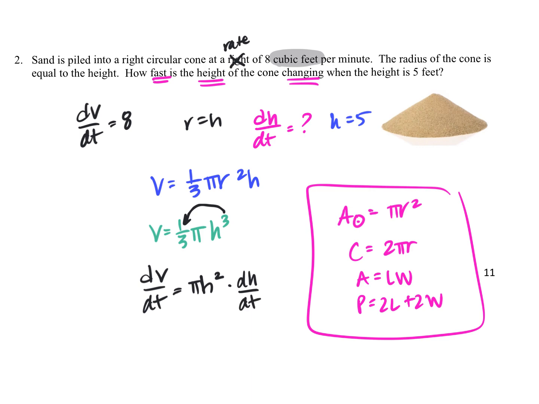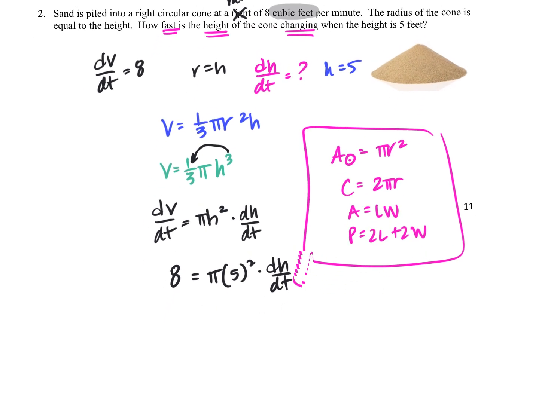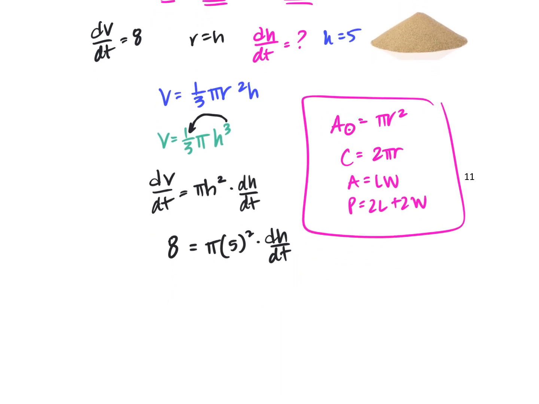Beautiful. Can we plug in some knowns? Yes. Do we know what dV/dt is? 8. Pi. What's my h? 5. Square it. 25. Do we know what dH/dt is? No. What are we going to say my final answer is without a calculator? I'm good with it. 25 pi. 8 over 25 pi.